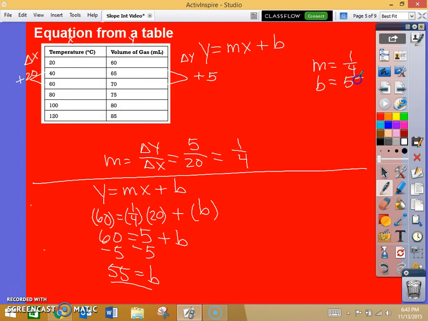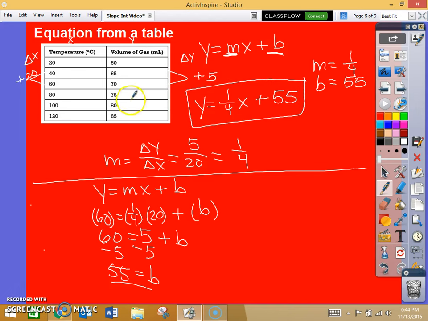b is 55. So if m is 1/4 and b is 55, I can just plug those things in for m and b. So y is equal to 1/4 times x plus 55. Now I can use this final equation to predict any of the points on this table or any points that come after or before. Go ahead and pause the video here to write down this information.